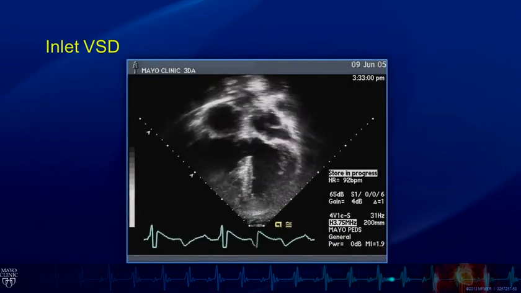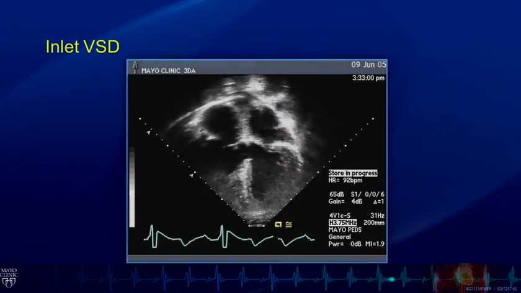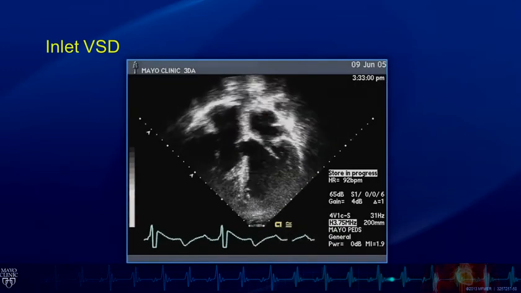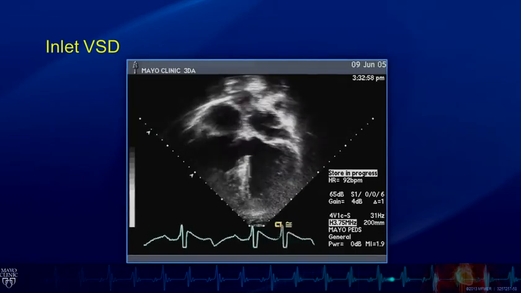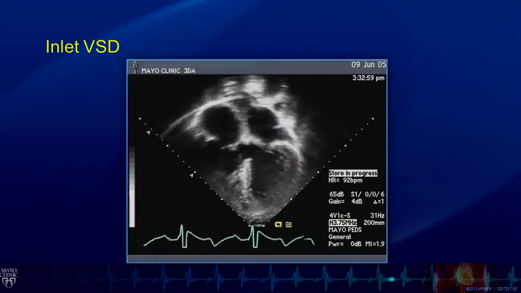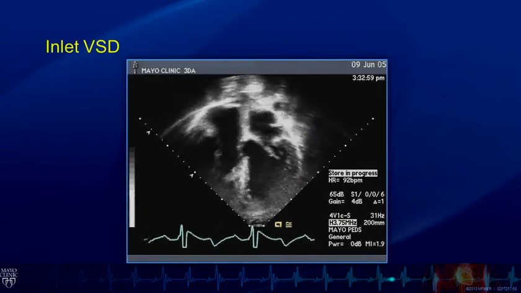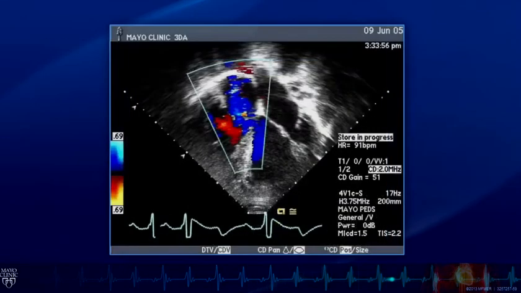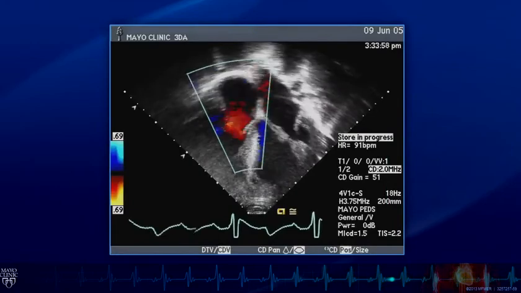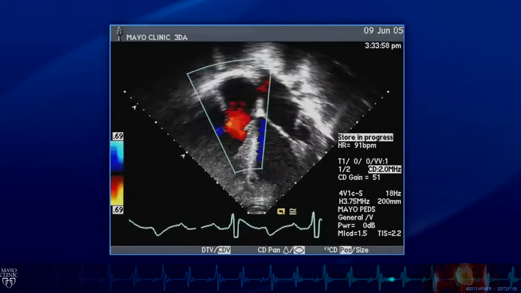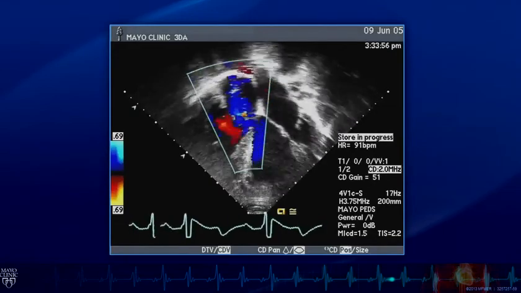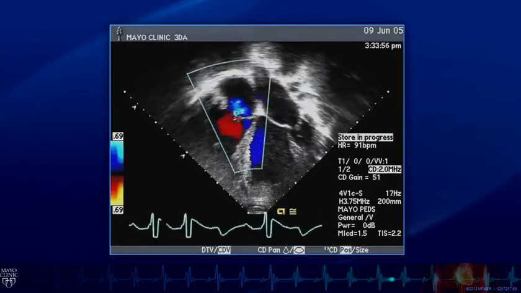The inlet type of ventricular septal defect is also in the spectrum of the AV canal defect, and we see it best in the apical 4-chamber view tilted posteriorly, where we see just the mitral and tricuspid inflows to the ventricles. Here we see by 2D a large defect in this area. And with color flow imaging, we see a shunt that actually is not very impressive because the size of the defect is significant, and there is pressure loading of the right ventricle.